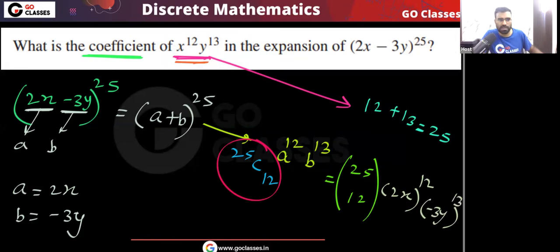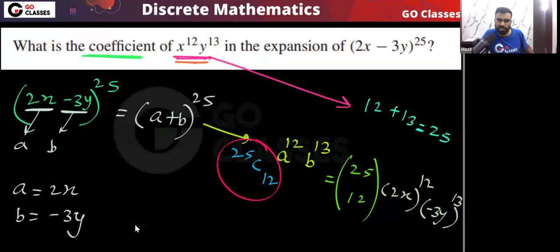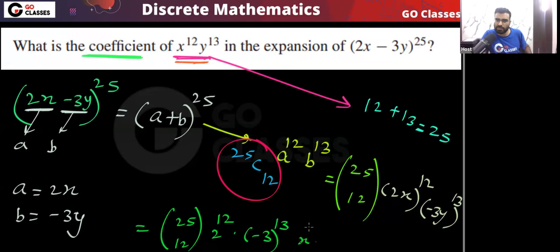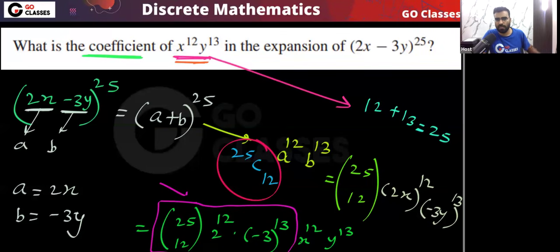Okay, so finally, we want the coefficient of x power 12 y power 13. So we are going to get something like this: 25C12 multiplied by 2 power 12 multiplied by minus 3 power 13, multiplied by x power 12 y power 13. So your final answer is this value. This is the coefficient of x power 12 y power 13. This is the final answer. Okay, understood?